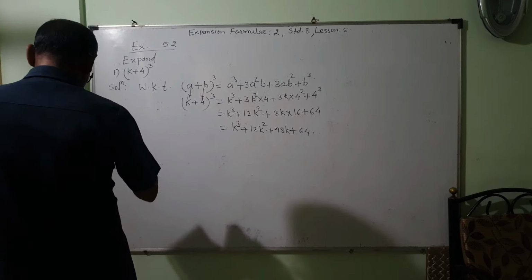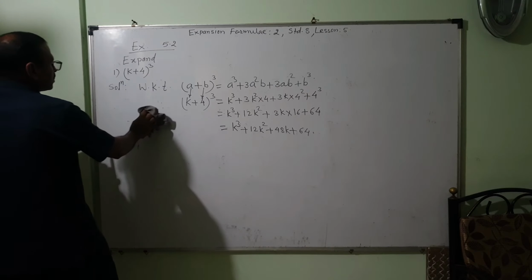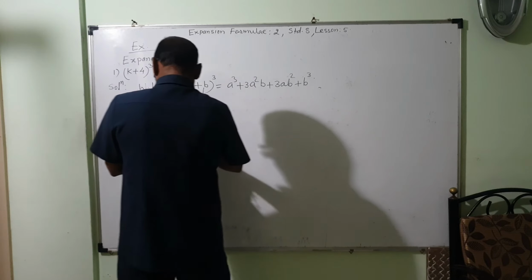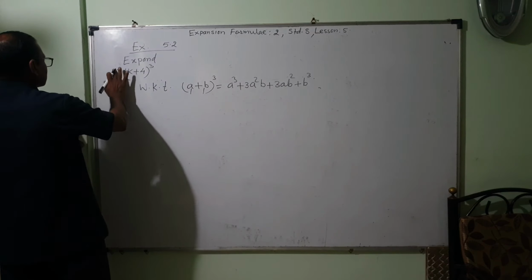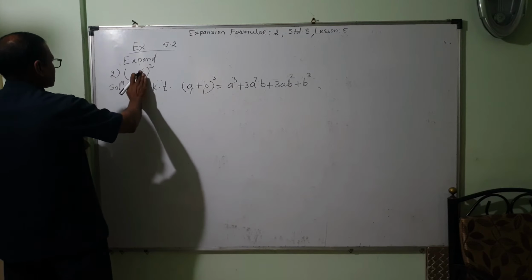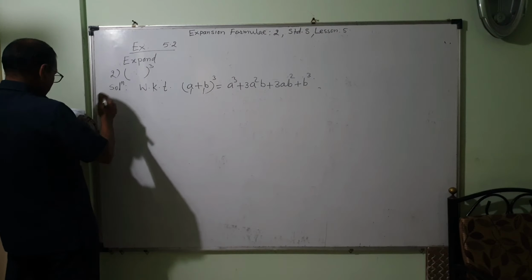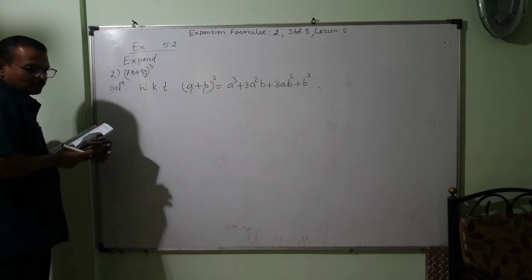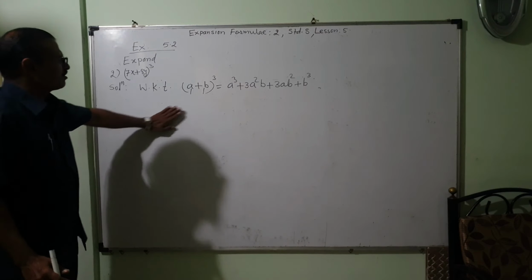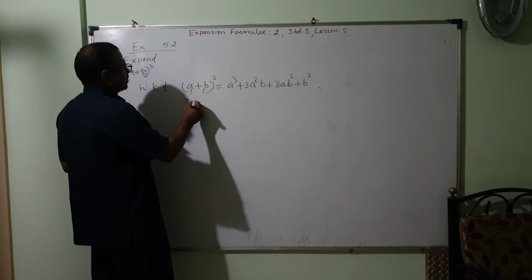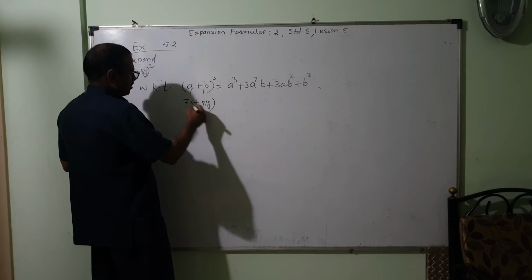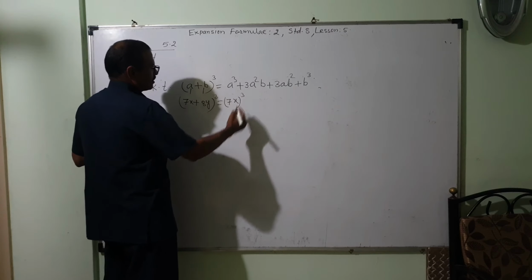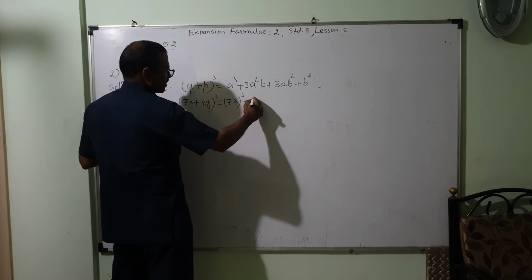So the next sum I will take, that is the second one. Second question is (7x + 8y) bracket cube. Same way we will write the formula. (7x + 8y)³ is equal to a³. A³ means (7x)³, because these are the two, plus 3 a².